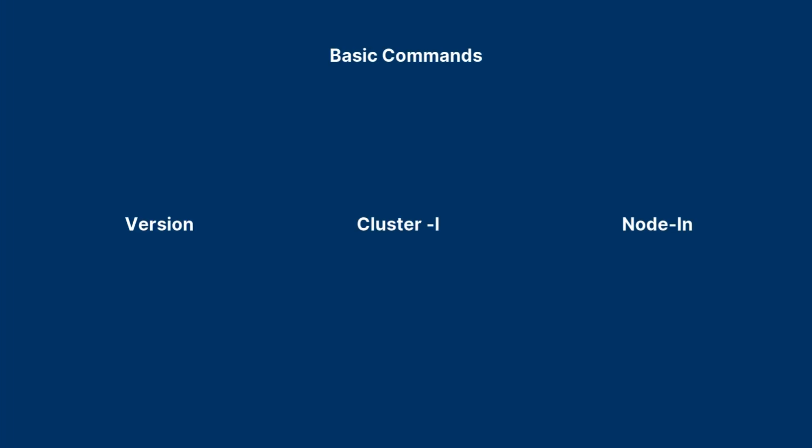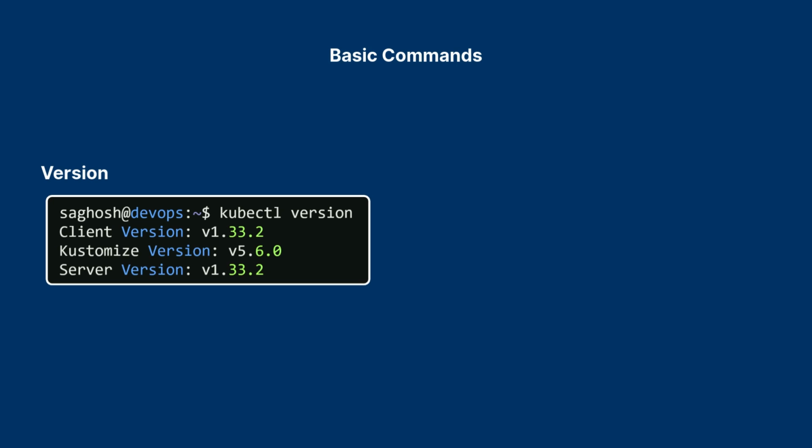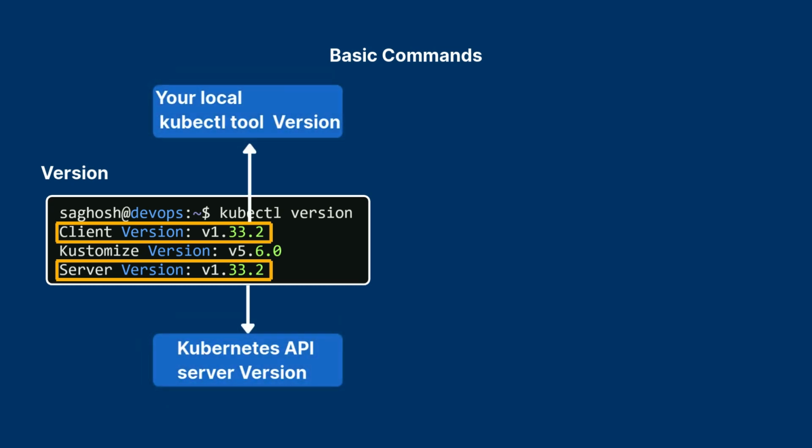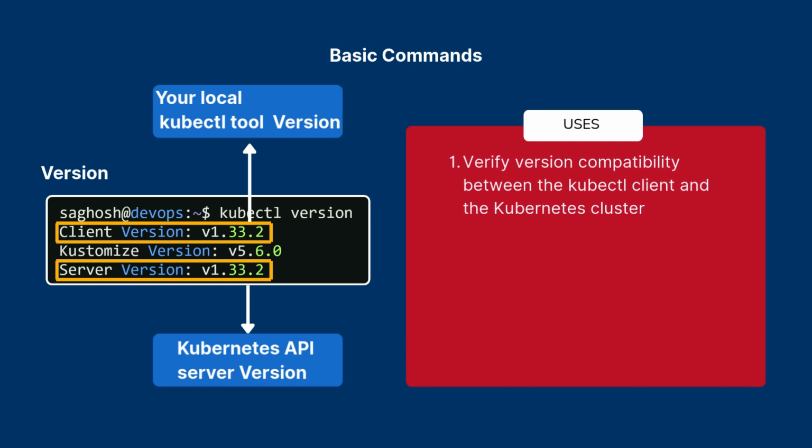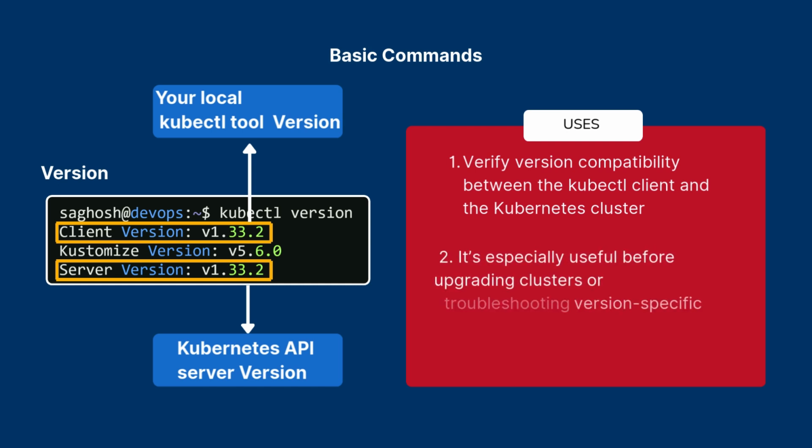So first let's go through some basic commands like version, cluster and node related. So the first one we have is kubectl version. So this kubectl version command shows both client and server versions of Kubernetes. The client version is your local kubectl tool, while the server version represents the Kubernetes API server that your cluster is running on. So we use this command to verify version compatibility between your kubectl client and Kubernetes cluster. It's especially useful before upgrading clusters or troubleshooting version specific issues.